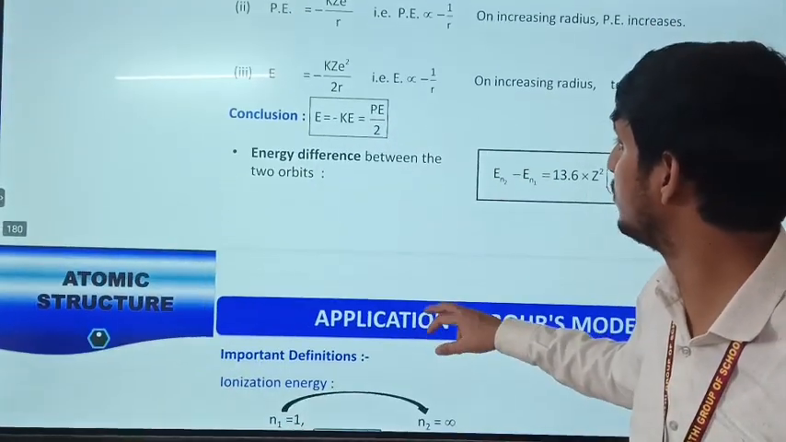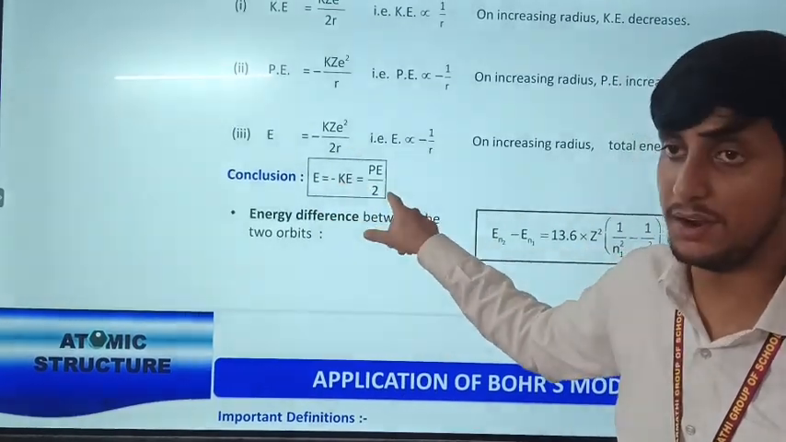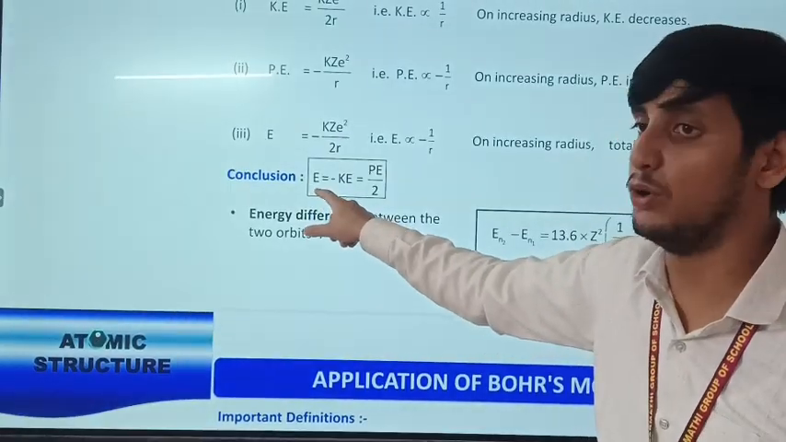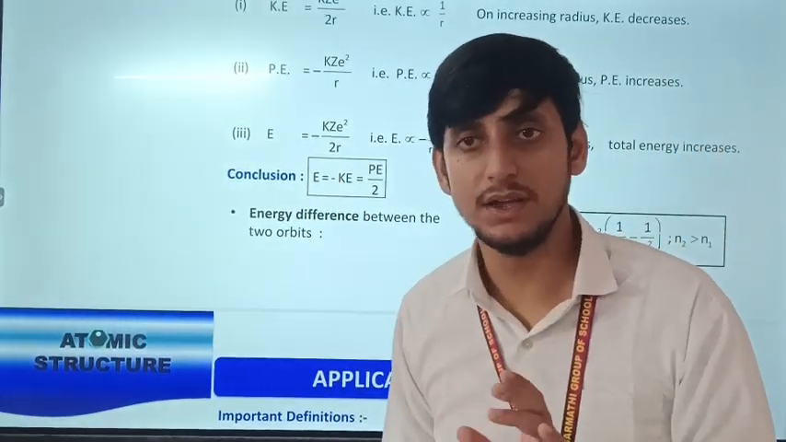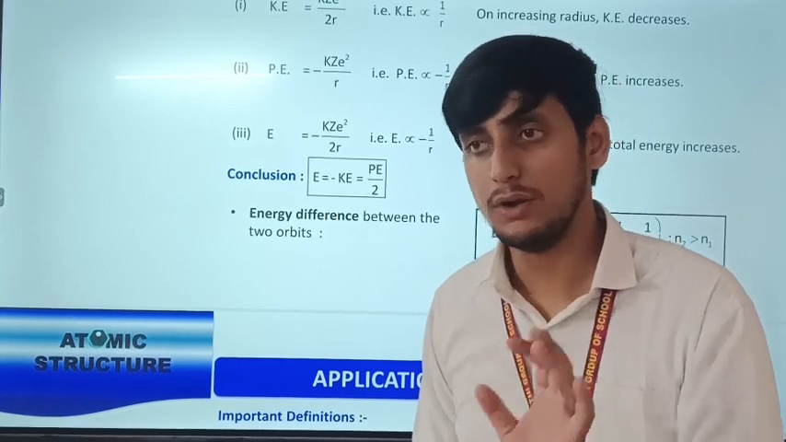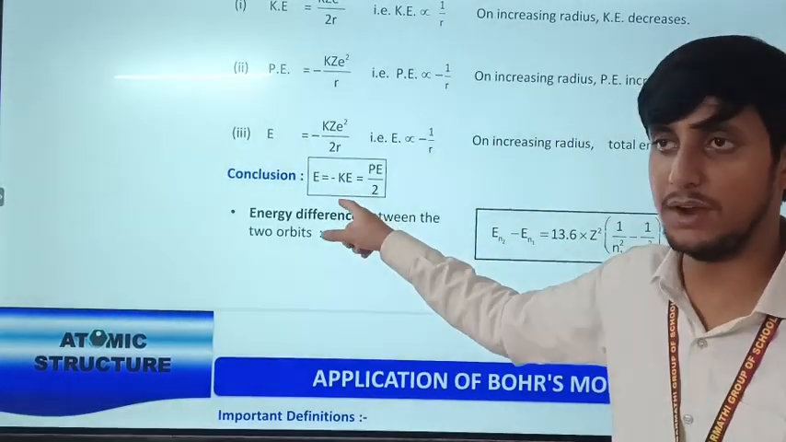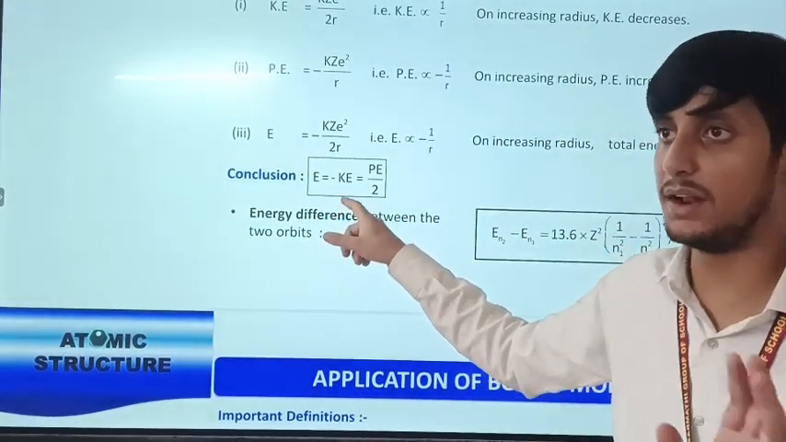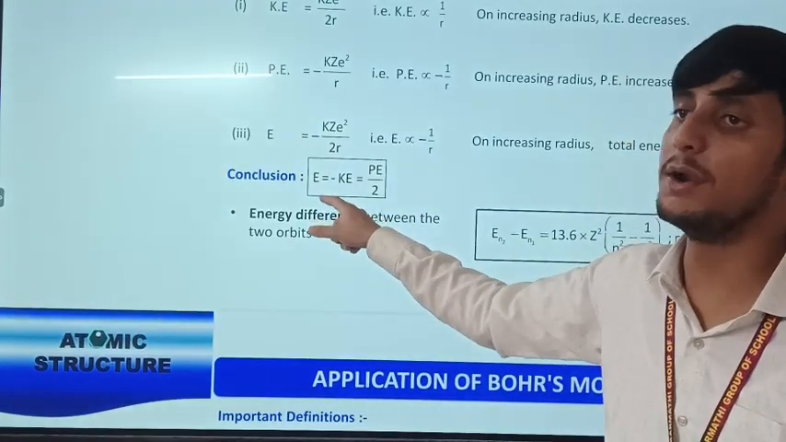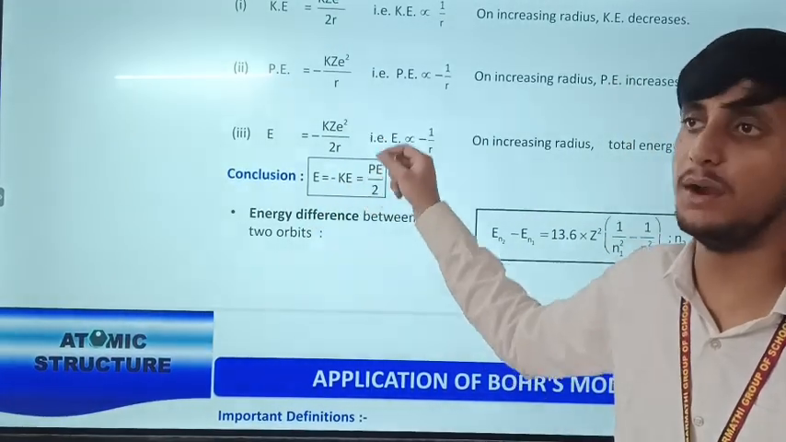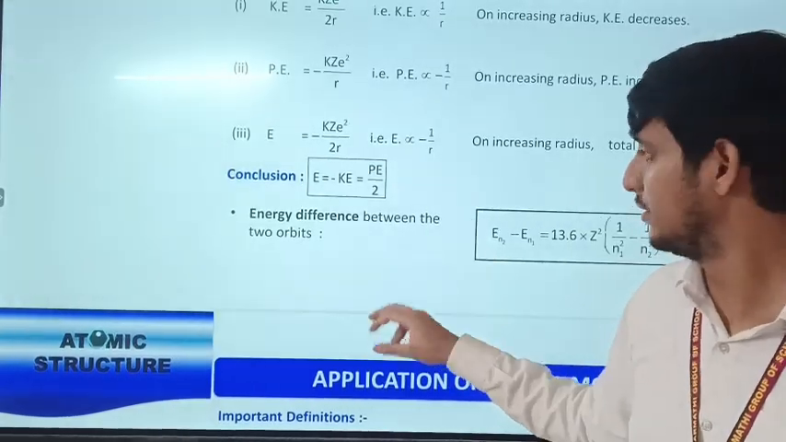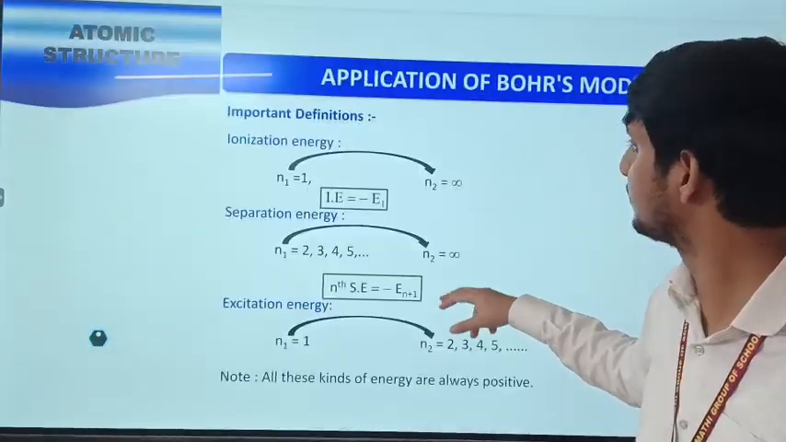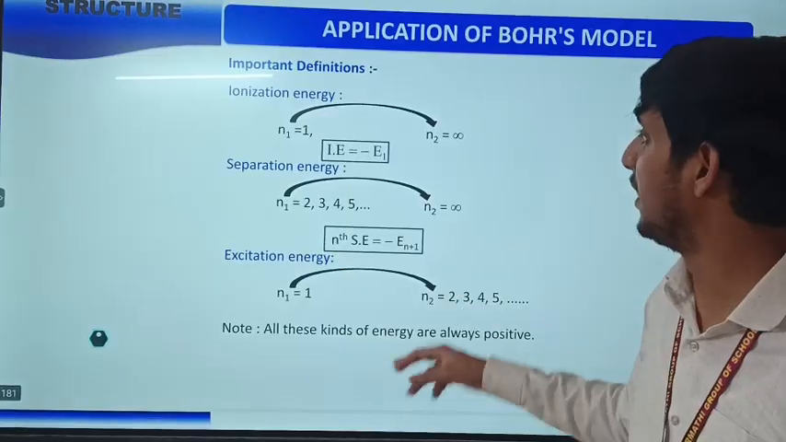And one relation, a conclusion, remember this. Total energy equal to minus of kinetic energy equal to potential energy upon 2. Remember these relations for solving the questions. E equal to minus K equal to PE upon 2. Remember this relation.